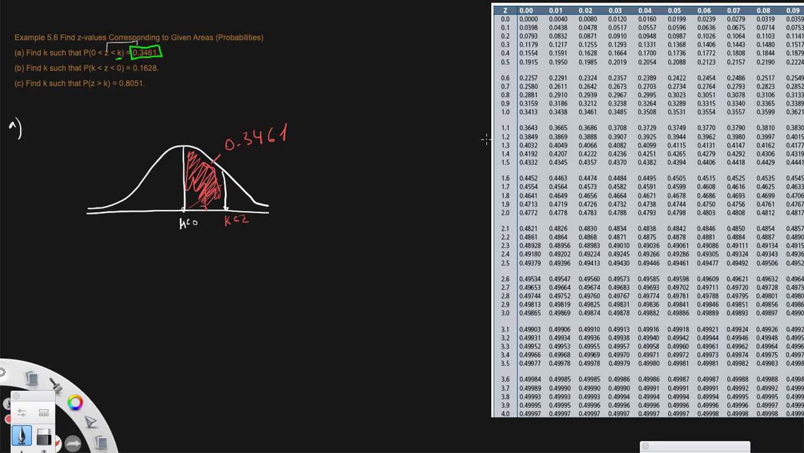So where exactly should 0.3461 be? If you have a good eye, it shouldn't take you long. And so you have this. What that's telling me is that my k is equal to 1.02, since P of 0 less than Z less than 1.02 is equal to this. Pretty much that's how you do that.